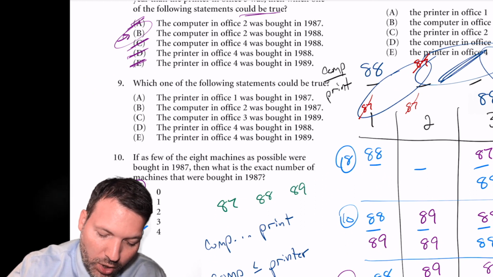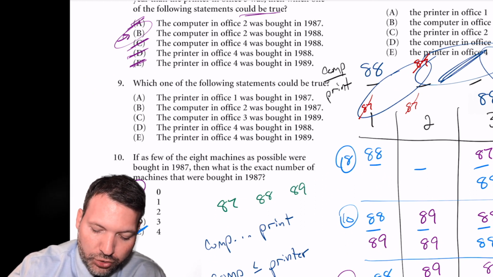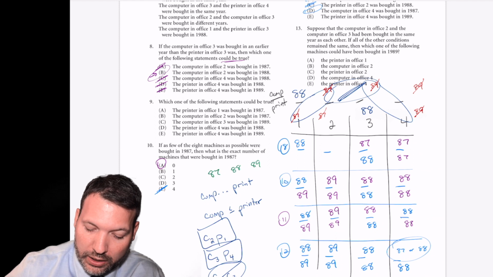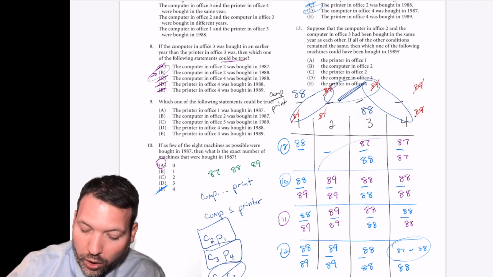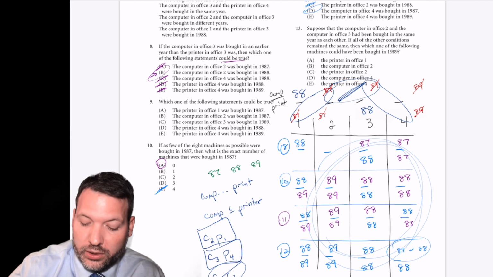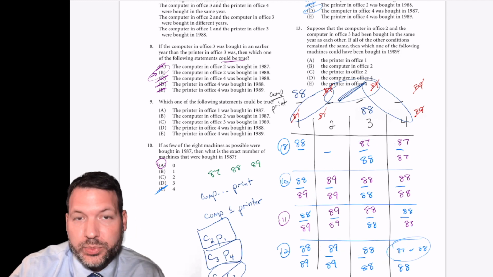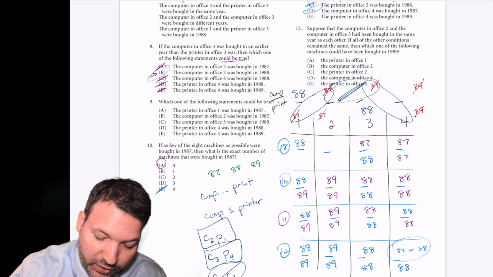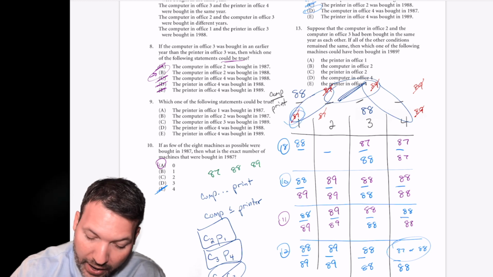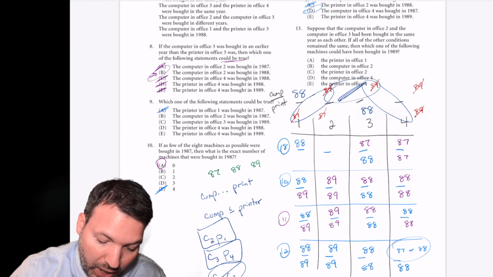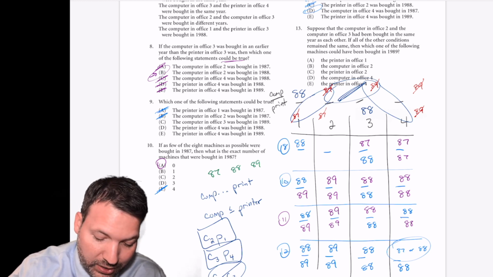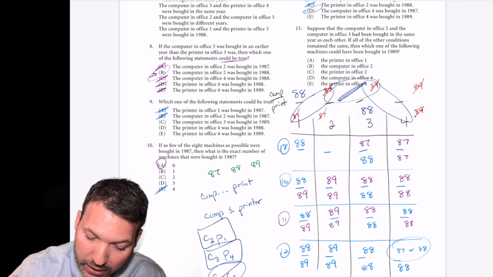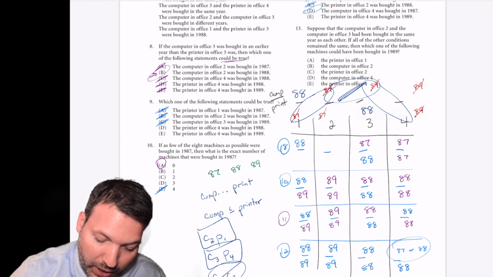Number 9 here. Which one of the following statements could be true? So this is just going to be based on either the deductions we came up with at the beginning or the different specific possibilities we have worked through now from the specific questions. The printer in Office 1 is 87. No, actually, that was one of our deductions. We said that's impossible. The computer in Office 2 is 87. Another deduction. We said that was impossible. The computer in Office 3 was bought in 1989. Nope, another deduction. That's impossible.